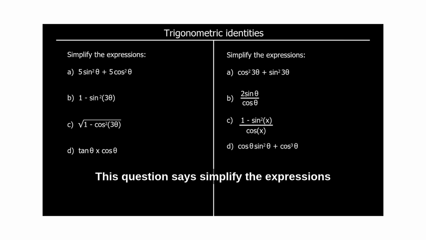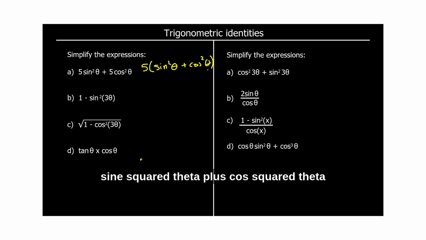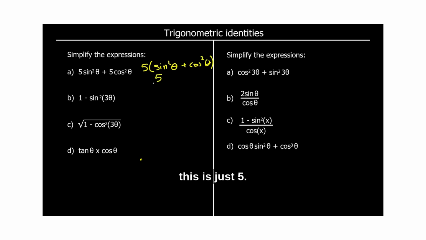This question says simplify the expressions. So the first one, 5 sine squared theta plus 5 cos squared theta. If we factorize out the 5, we get 5 times sine squared theta plus cos squared theta, and sine squared theta plus cos squared theta is 1. So 5 times 1, this is just 5.